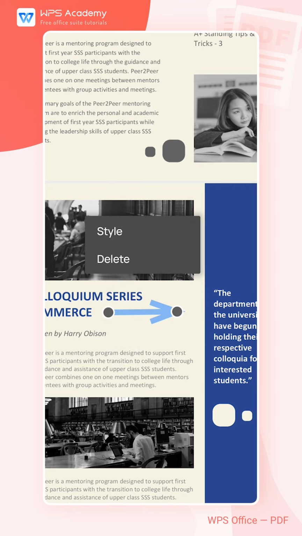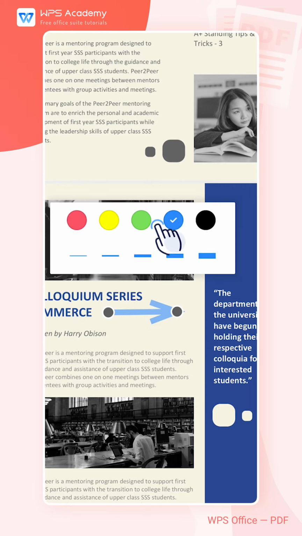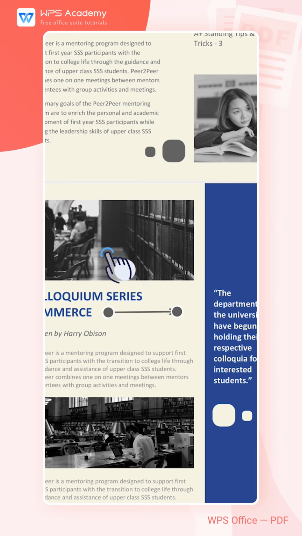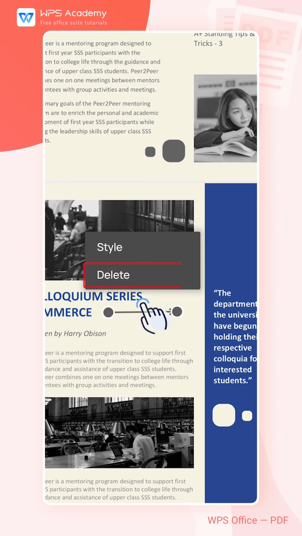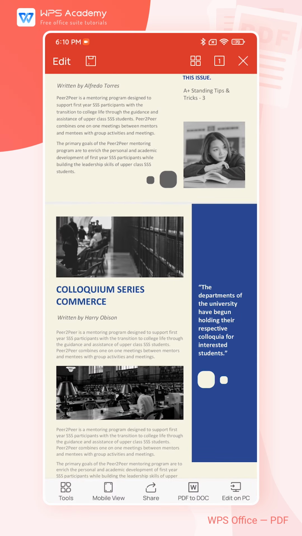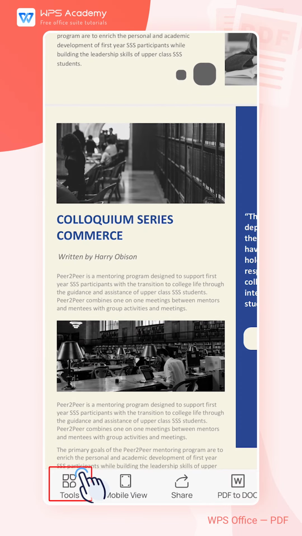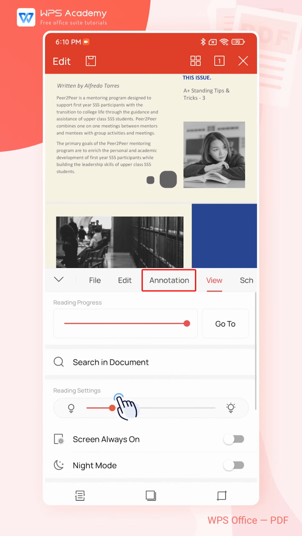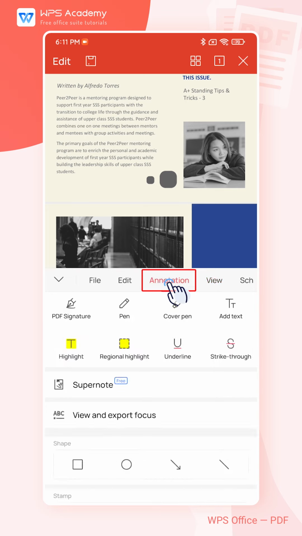Click any created shape to change the style, color, and thickness of the line. You can also delete the shape directly. You can also click Tools and select Shape in the Annotation window to insert a shape.